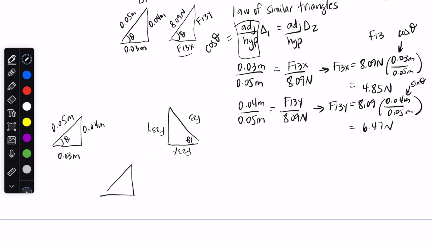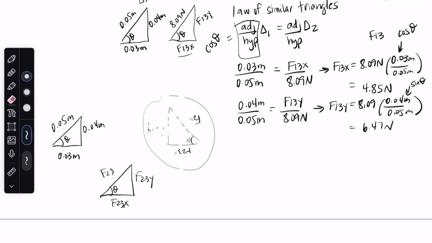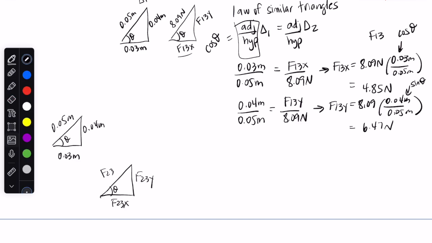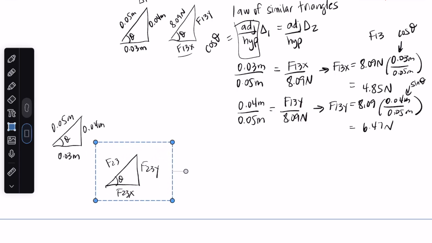So let's copy. Theta would go here. F23 X would still be on the bottom. F23 Y would still be here. And then F23 would still be the hypotenuse, okay? Oops, meant to erase that guy. Okay, so that was a little more difficult to see. Practice makes perfect, all right?